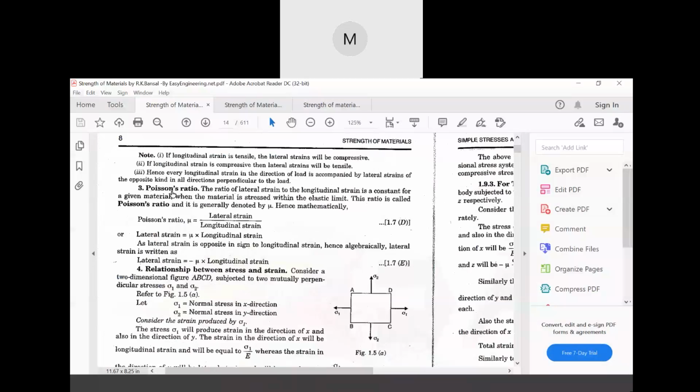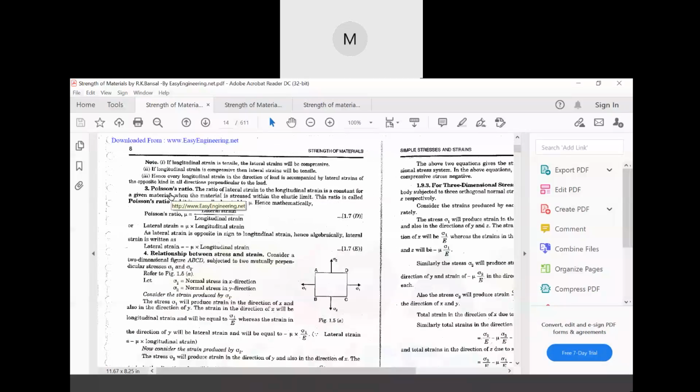Now Poisson's ratio is the ratio of lateral strain to longitudinal strain. And remember one thing, Poisson's ratio is different for different materials. The ratio of lateral strain to longitudinal strain is known as Poisson's ratio and is different for different materials.